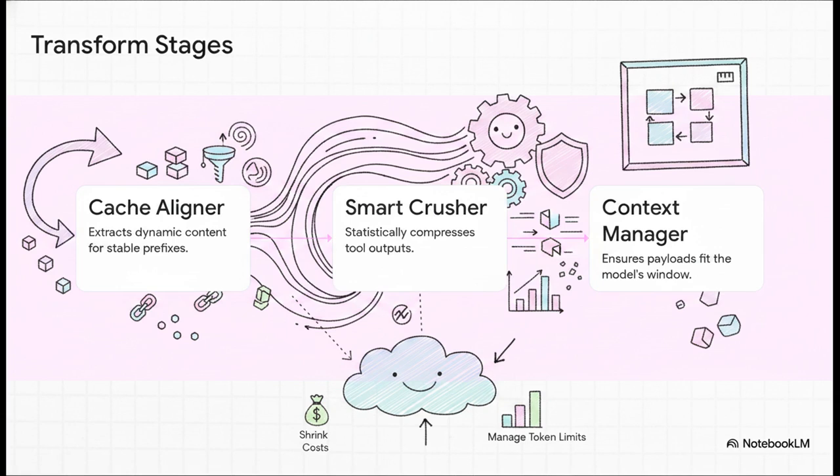Because these stages are totally independent, they're safe to skip, and more importantly, they fail gracefully. If anything goes wrong in a stage, Headroom just returns the original content completely unchanged. So there are no broken apps, just a really safe progression to shrink costs and manage those strict token limits.